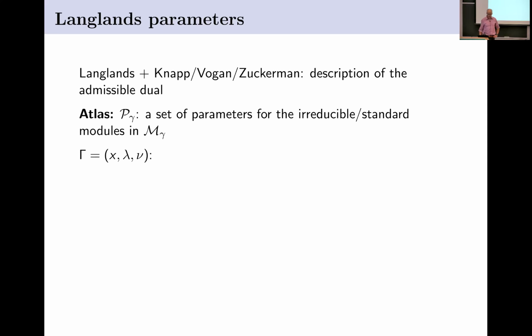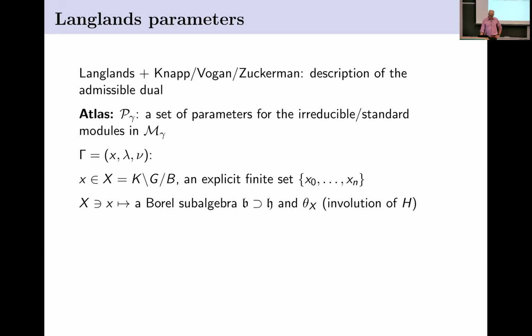Gamma is a triple, x, lambda and nu. x is an element of the K orbits on G mod B. Geometrically, this is a very natural object. That's a finite set, and we explicitly compute it, and we just write it as a finite set x0 through xn. Then given x, you're handed a Borel subalgebra. Well, that's what it means to be an element of K orbits on G mod B: it's a K conjugacy class of Borels. And so you have a Borel subalgebra containing h. And you're also handed an involution theta sub x of H.